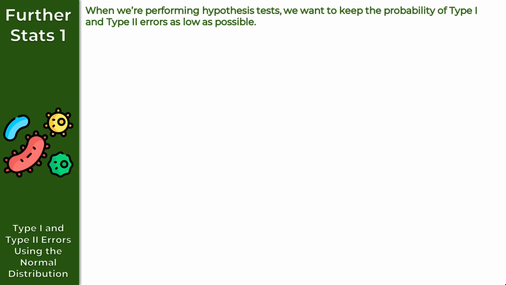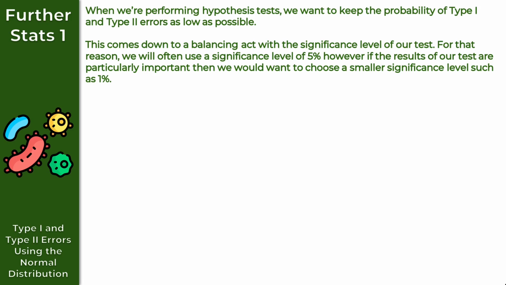When we're performing hypothesis tests, what we want to do is keep the probability of type 1 and type 2 errors as low as possible. And this really just comes down to a bit of a balancing act with the significance level of our test. So for that reason, we'll often just use a significance level of 5%. However, if the results of our test are particularly important, let's say we're looking at the efficacy of a drug or medical screening, then we will want to choose a smaller significance level, such as 1%.